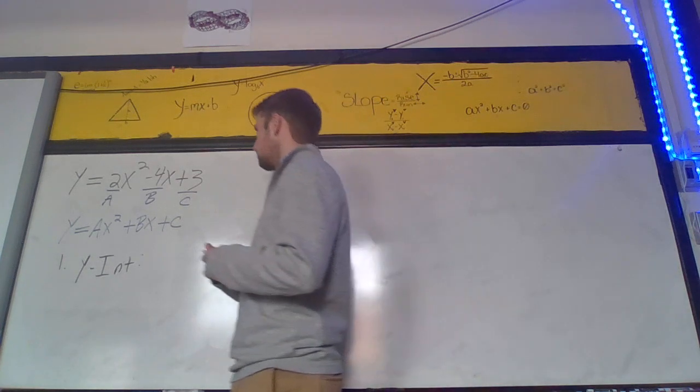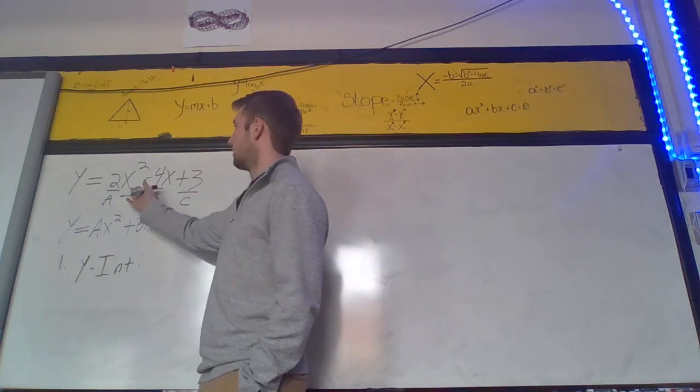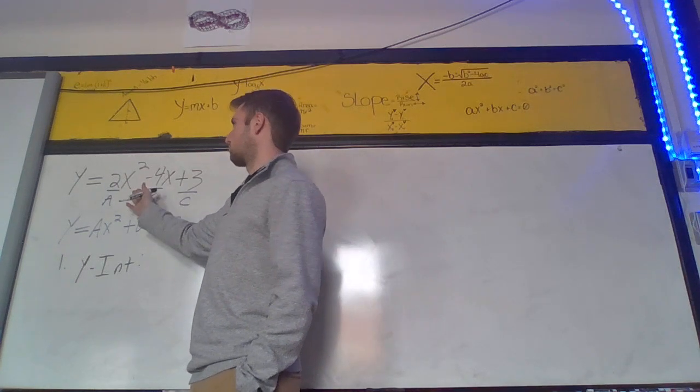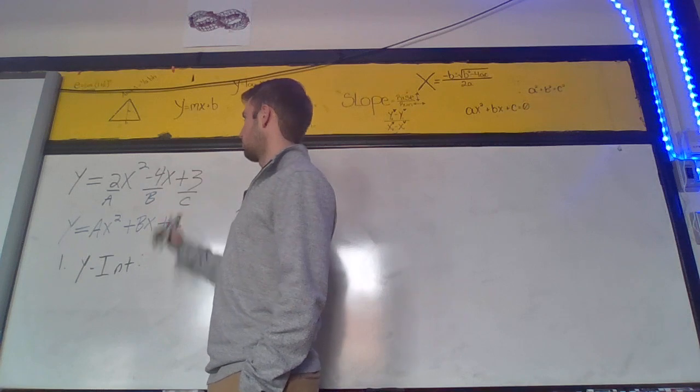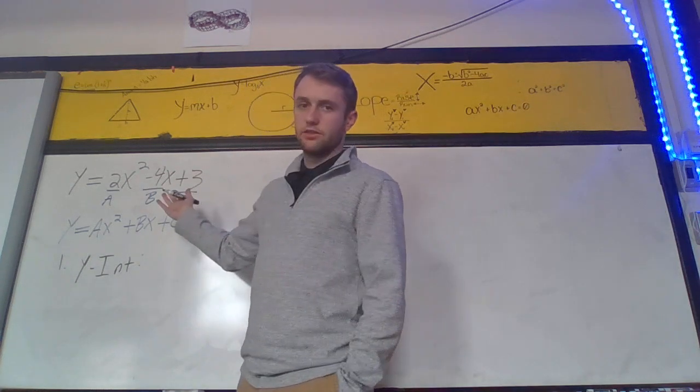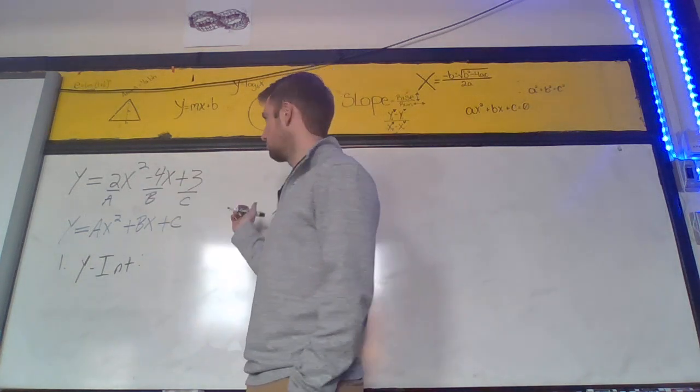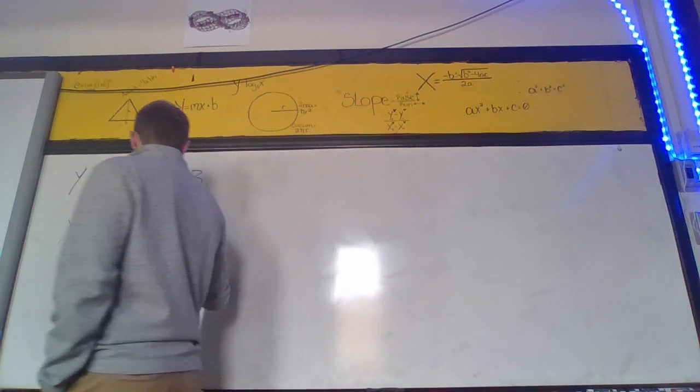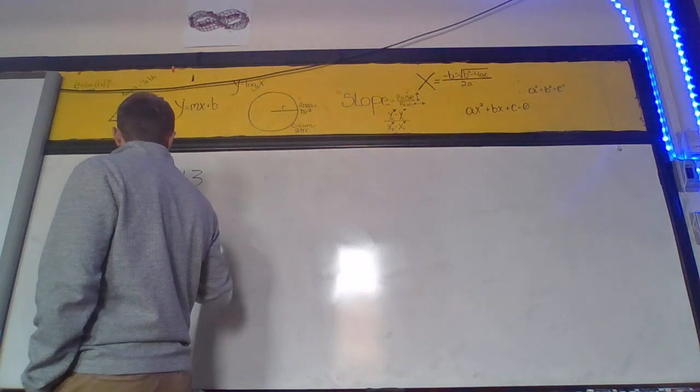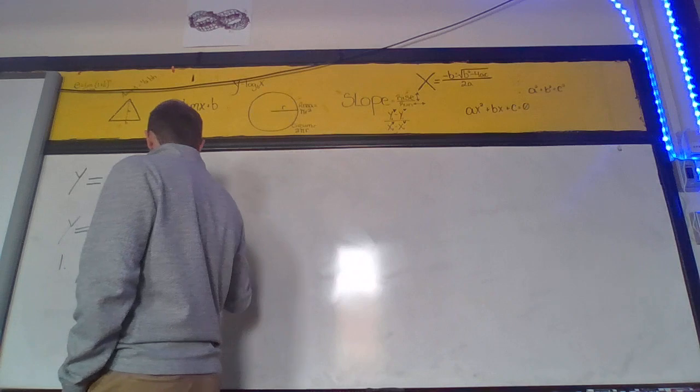So for my y-intercept, 2 times 0 squared gives me 0, minus 4x. Well, the x is still 0, so we multiply that by 0 again, plus 3. So my y-intercept is going to be 0, comma, 3.